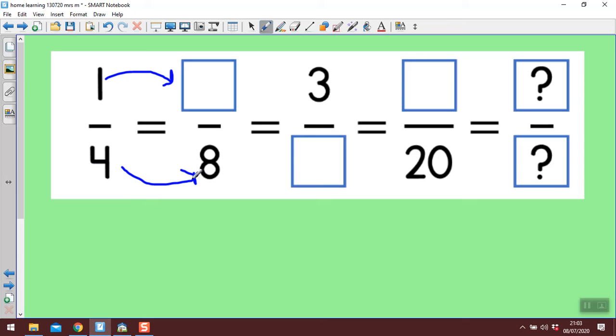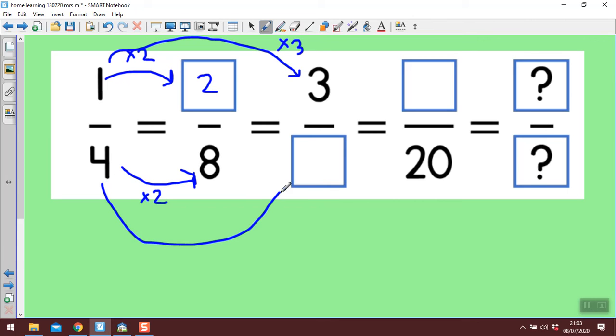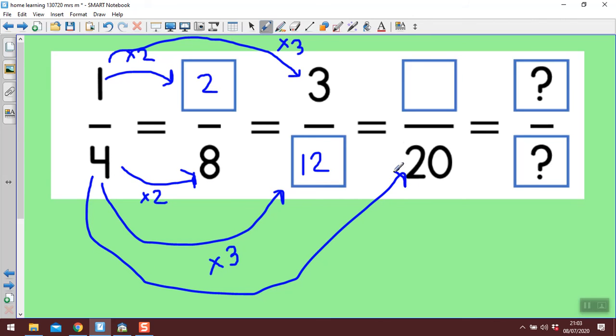So 4 multiplied by what equals 8? It's 2, isn't it? So you must multiply the numerator by 2 as well. So 1 multiplied by 2 is 2. Now I'm not going to multiply 2 by something to get 3 because that's a little bit tricky, but I can start with the 1 again. So 1 multiplied by what makes 3? It's 3, so multiply the 4 by the same number. 4 multiplied by 3 is 12. Starting with the original one, 4 multiplied by what makes 20?